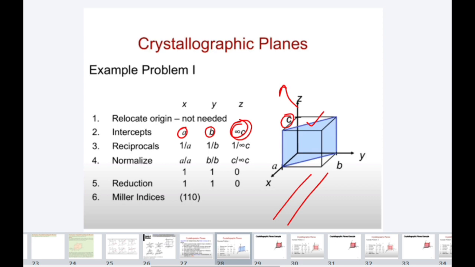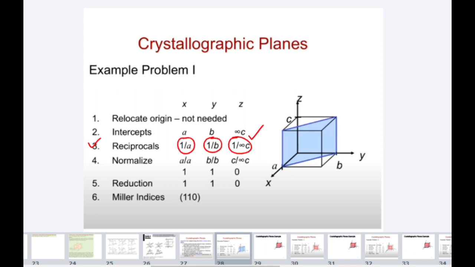The third step is to take the reciprocal. Why do we take the reciprocal? To get rid of the infinity. Right? So 1 over A, 1 over B, and 1 over infinity C is the reciprocal. Now 1 over infinity is what? 0. So 0 is okay.